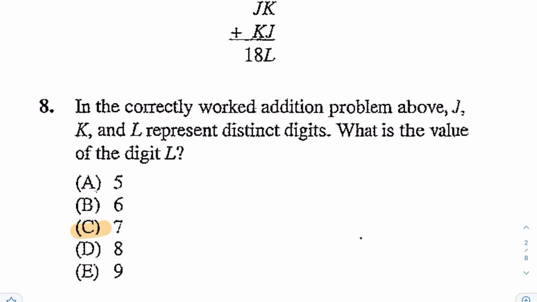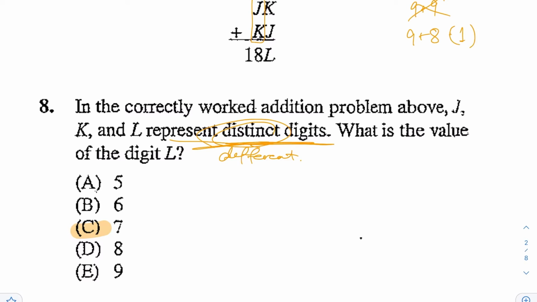All right, next for number 8, in the correctly worked addition problem above, J, K, and L represent distinct digits. What's the value of the digit L? All right, so here you have J plus K, and that's equal to 18. Well, the only way to get 18 is by doing 9 plus 9. Now, you can't have that because they have to represent distinct digits. Distinct means different. So it can't be 9 plus 9. So that means that you have to borrow this 1. And it'll have to be 9 plus 8, because that's the only other way to get 18.